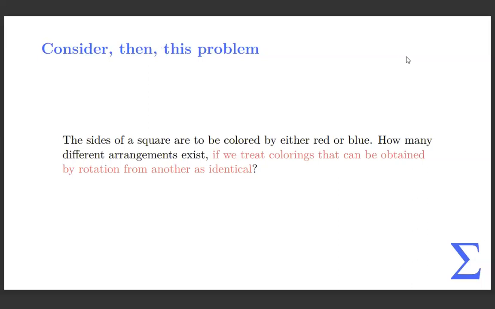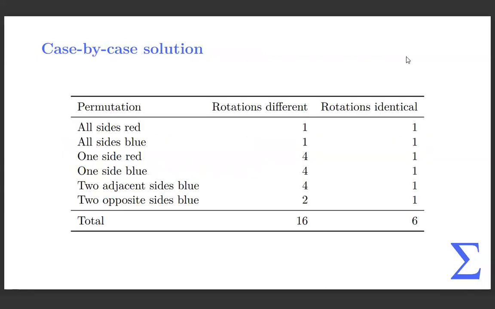And if we treat colorings that can be obtained by rotation from one another as identical, now how many unique squares can I make? Thoughts? 4. Okay. Anyone else? Well, it's tricky, right? The actual answer happens to be 6. But you just do it case by case, right? And that's not a good way to do things. You have all sides red, all sides blue. One side red, and then you rotate that as many times as you want. That's unique. One side blue, which means all other sides red, right? And then you have adjacent sides blue and opposite sides blue, and the others being red.